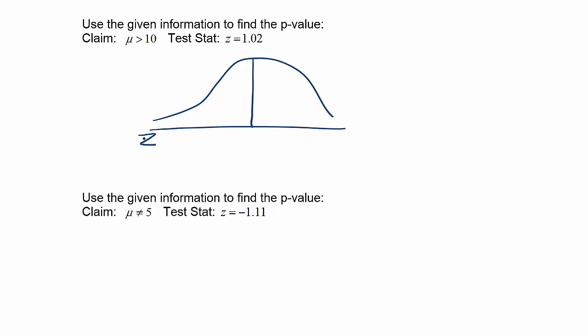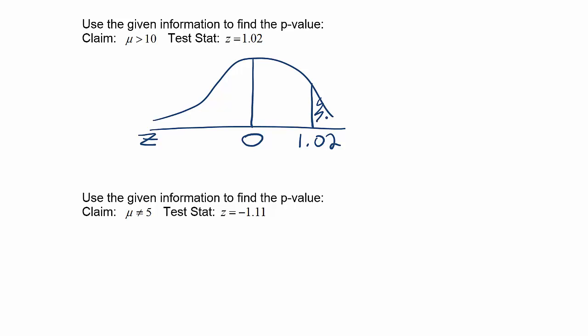We'll label a z-axis at the bottom, centered at 0, like all standard normal curves are. And then we'll place our test stat on the drawing. Relative to 0, 1.02 is on the right-hand side. And then here's where the right-tailed test part comes in. If we have a right-tailed test, we have to find the area to the right of the test statistic.